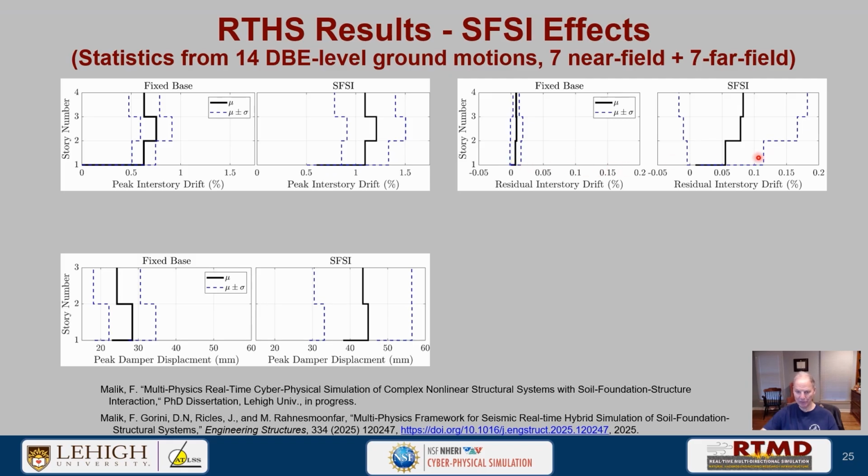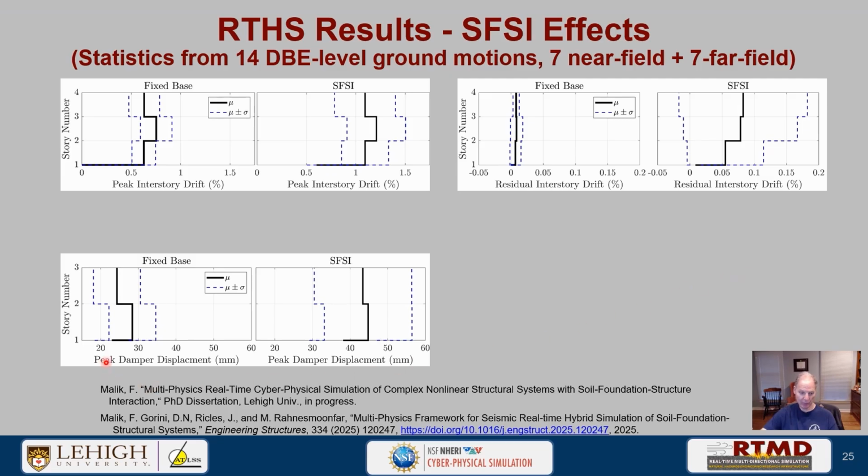But look at what happens with the foundation soil included. The mean value here keeps increasing at the roof level. It's about 0.08%. You say, well, a little bit small, but look at the 84th percentile, which is typically what we pay attention to, much larger. So the soil foundation structure interaction causes damage to the structure that's probably going to have to be accounted for and maybe corrected or condemned.